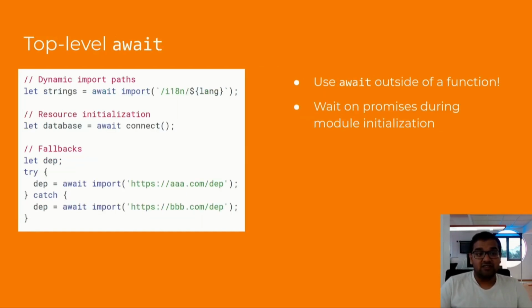We also added support for one of the most awaited, sorry about that, features of JavaScript called top level await. This allows you to deal with all modules as essentially one big async function, which means that you can use await outside of a function and wait on promises during initialization of a module, and do some very interesting things like the ones you can see in the example here.